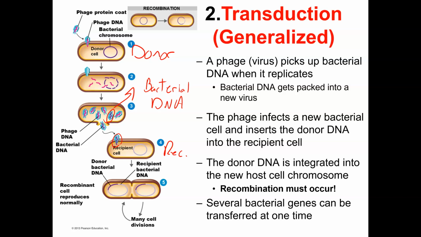So only very specific DNA can get transferred. All right, so that's transduction in a nutshell. Any questions on how that works, especially where the virus goes wrong? Okay.